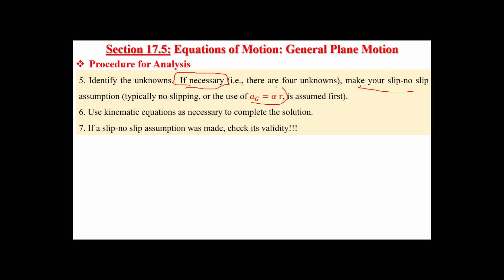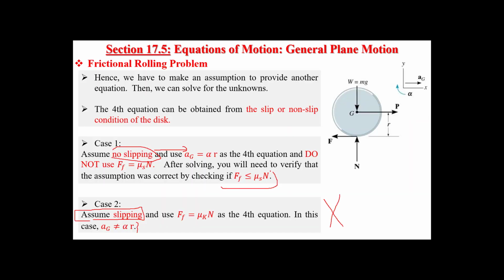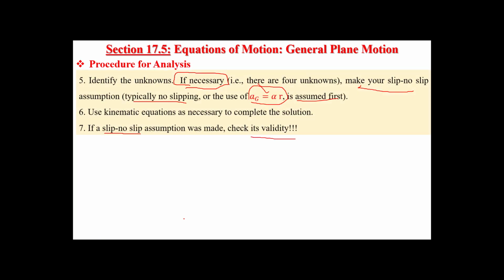Usually we begin with case 1, assumed first. Okay, it's preferable that I always start with this assumption. So typically no slipping; I always assume that we have no slip. Okay, use the kinematics equation as necessary to complete the solution. If a slip or no slip assumption was made, check its validity. I always go and check whether this assumption was correct or not. How? Using the last equation. If the assumption I started with holds when checked with this equation, then the assumption is right; if not, my assumption is wrong.